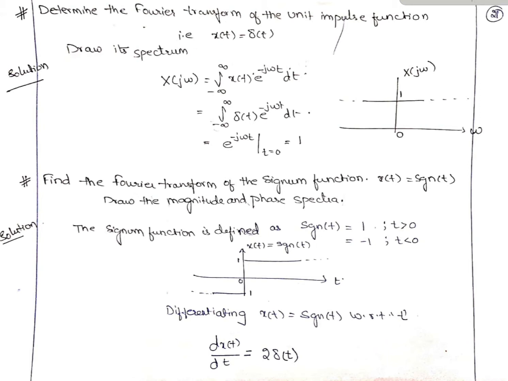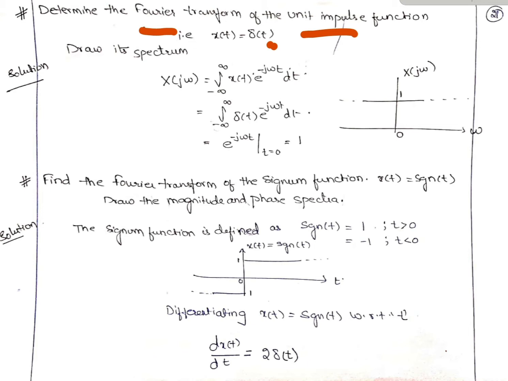First problem: determine the Fourier transform of the unit impulse function, where the unit impulse is x of t equal to delta t. Delta t is nothing but this signal, which exists at 0, whose amplitude is here. We see the amplitude is 1.